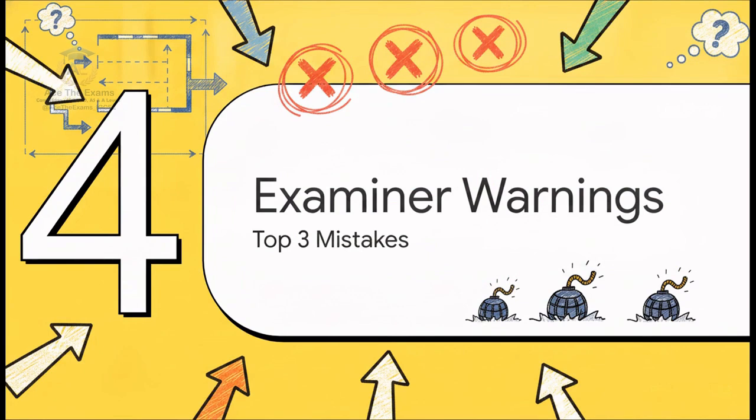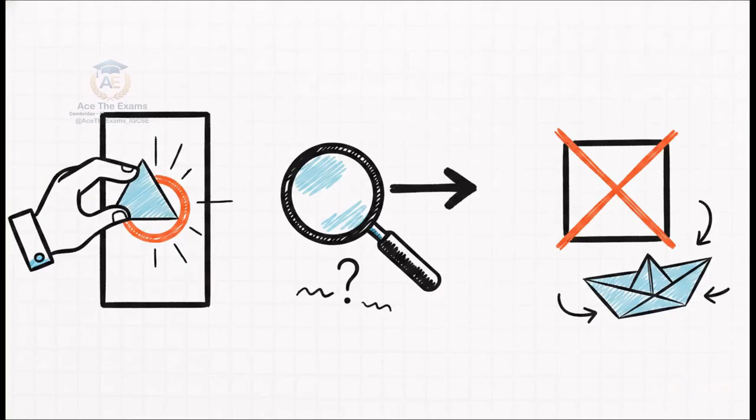Welcome back. Let's hit Section 4, Top 3 Examiner Warnings. These 3 traps bleed marks especially when candidates fail to use proper formatting or ignore the specific context of the vector diagram. We are going to turn this into an interactive workshop right now.